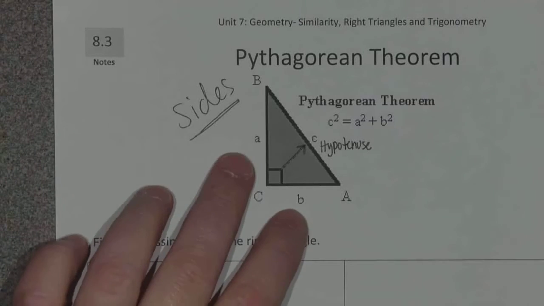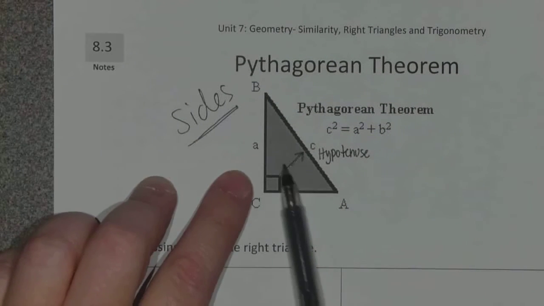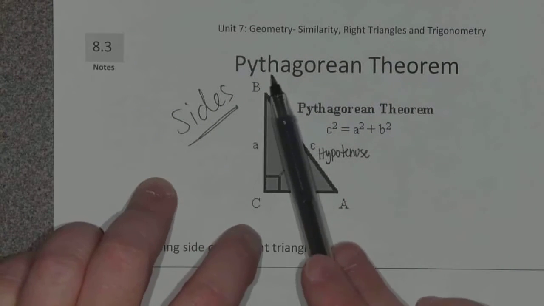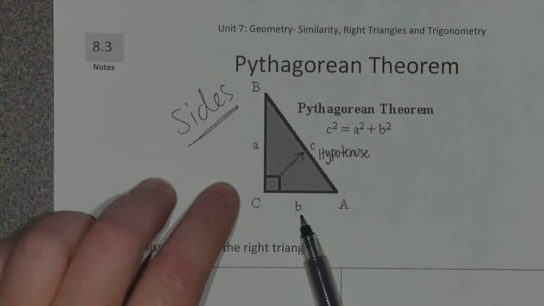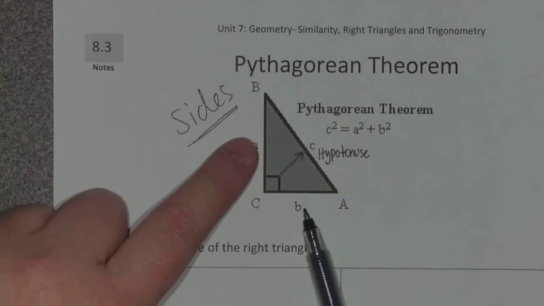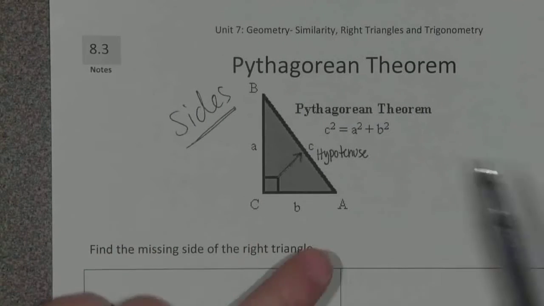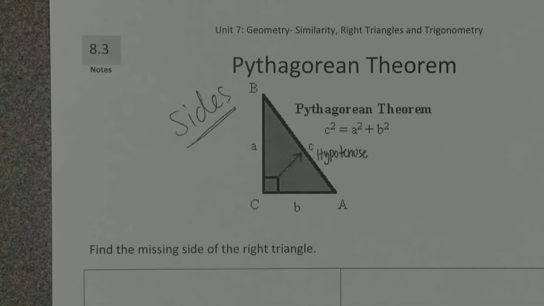The other two sides are called A and B. The A side is normally across from the angle A. B side is across from the angle B. But really, I'm going to tell you, it doesn't matter too much about A and B as long as you know which one has to be C. And which one has to be C? The hypotenuse. Always the hypotenuse is C. Can you guys get that in your brain?